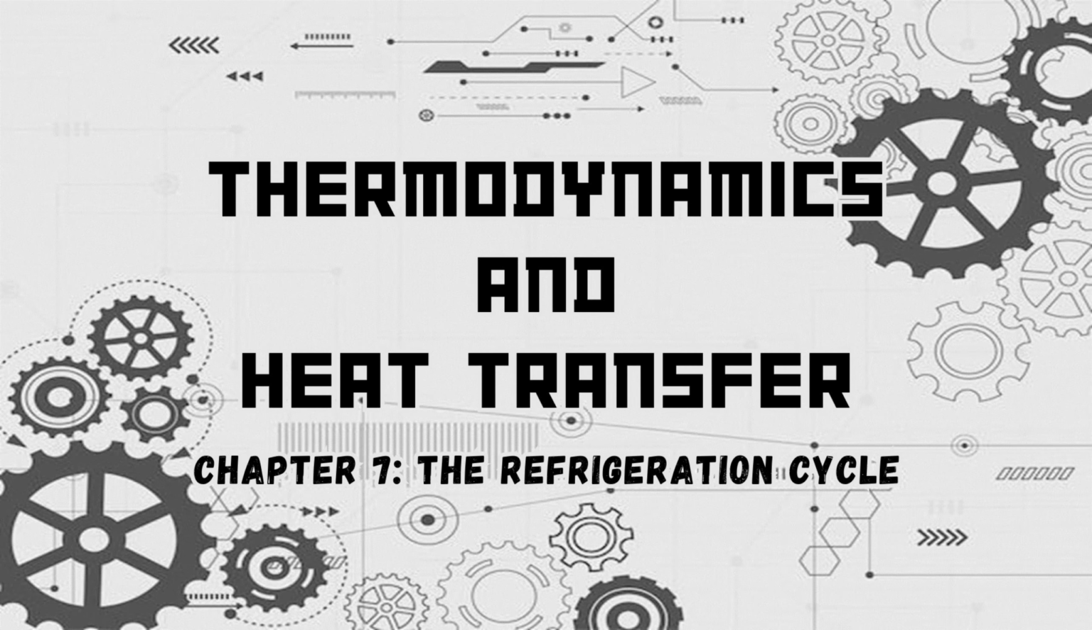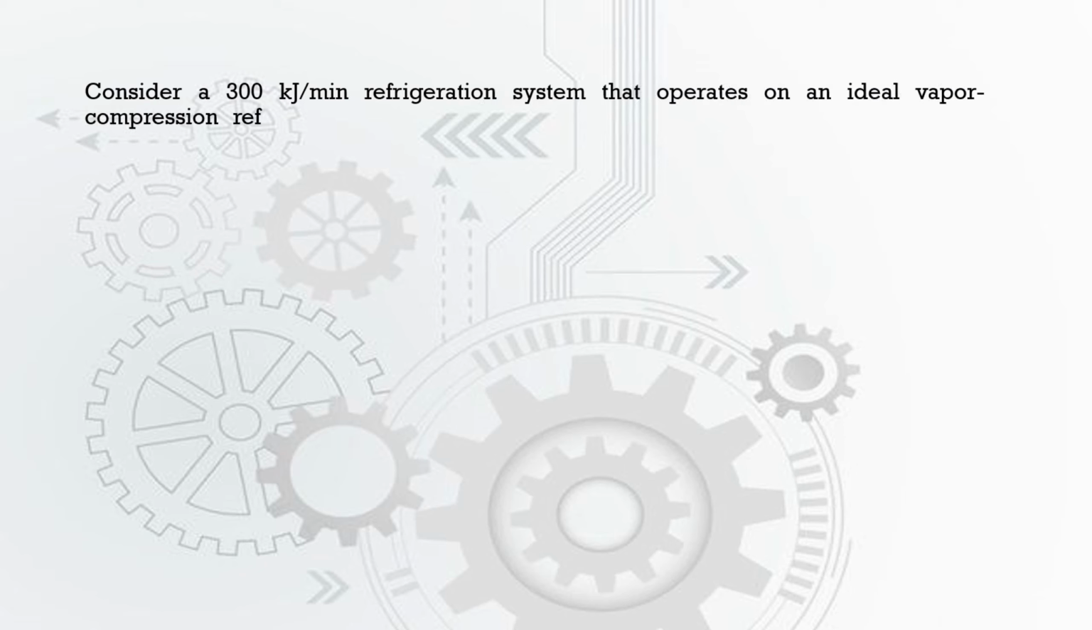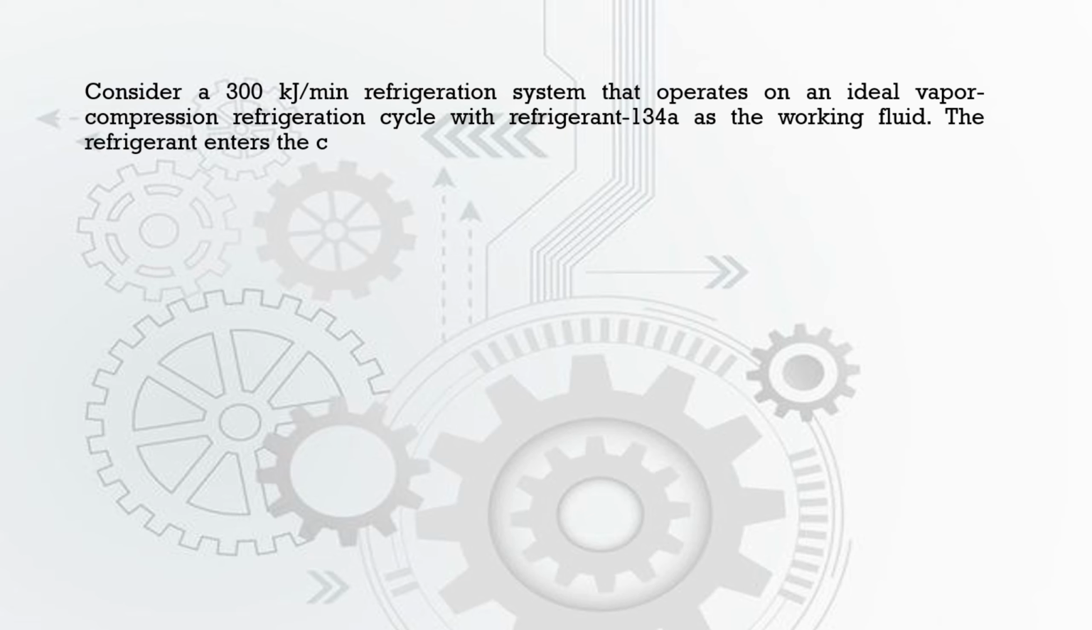Hello guys, today we are going to solve a sample problem in Chapter 7 of Thermodynamics and Heat Transfer, the refrigeration cycles. The problem is: consider a 300 kilojoules per minute refrigeration system that operates on an ideal vapor compression refrigeration cycle with refrigerant 134a as the working fluid.